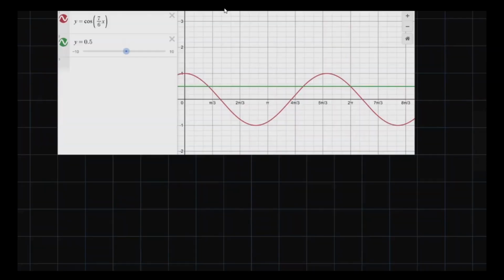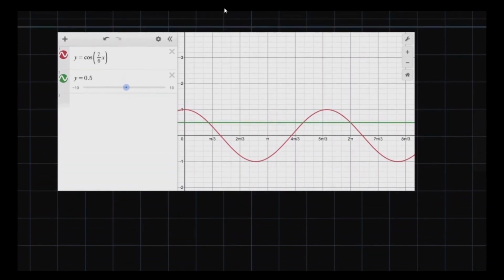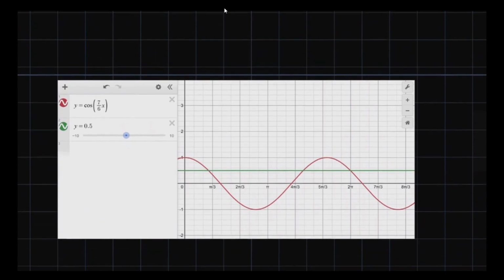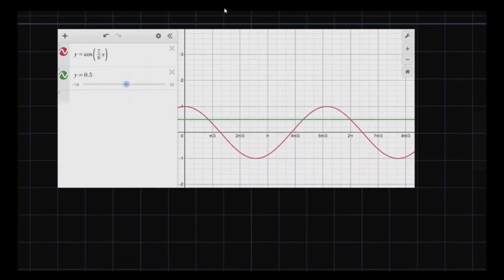The graph for cos 7 over 6x would look like this. Again, you can see that the horizontal dilation of p equals 7 over 6 would compress the cos px graph even more and generate 3 solutions for cos px equals 0.5. First, we want to find the 2 pi line on the graph, which is here. And as you can see, the 3 solutions are here, here, and here.